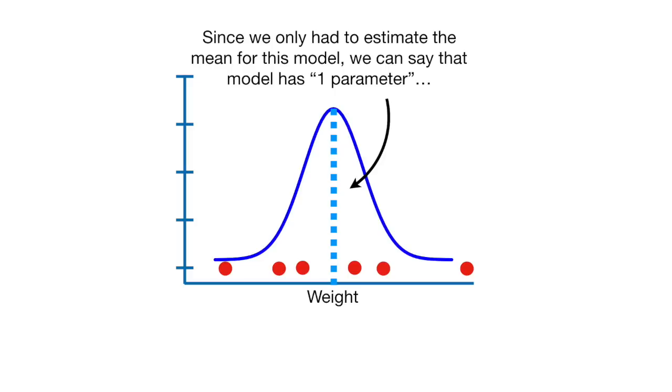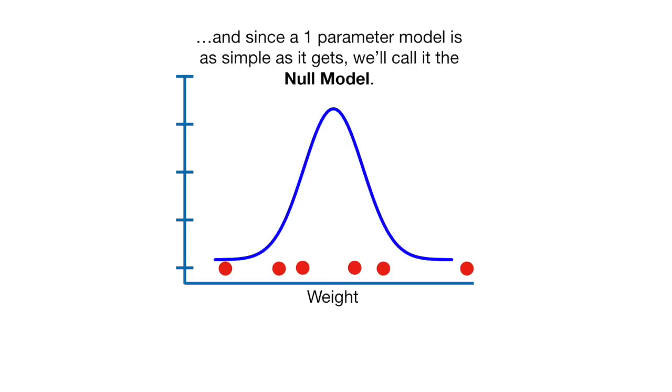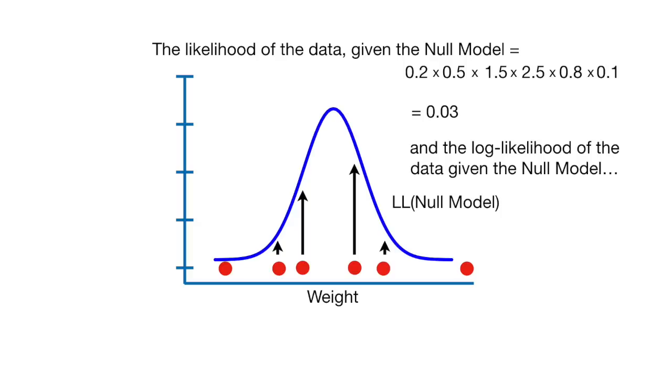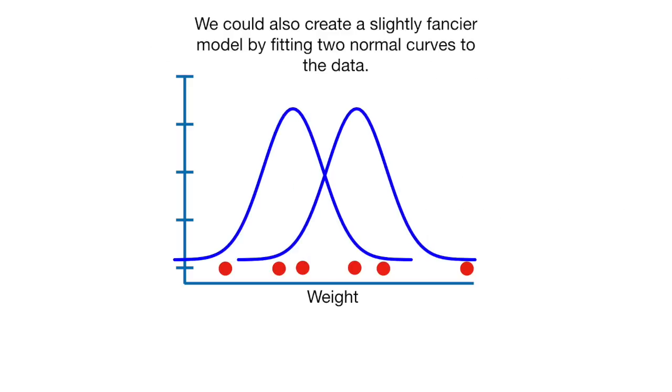Since we only had to estimate the mean for this model, we can say that the model has one parameter. And since a one-parameter model is as simple as it gets, we'll call it the null model. The likelihood of the data, given the null model, equals 0.03. And the log likelihood of the data given the null model equals the log of 0.03, which equals negative 3.51.